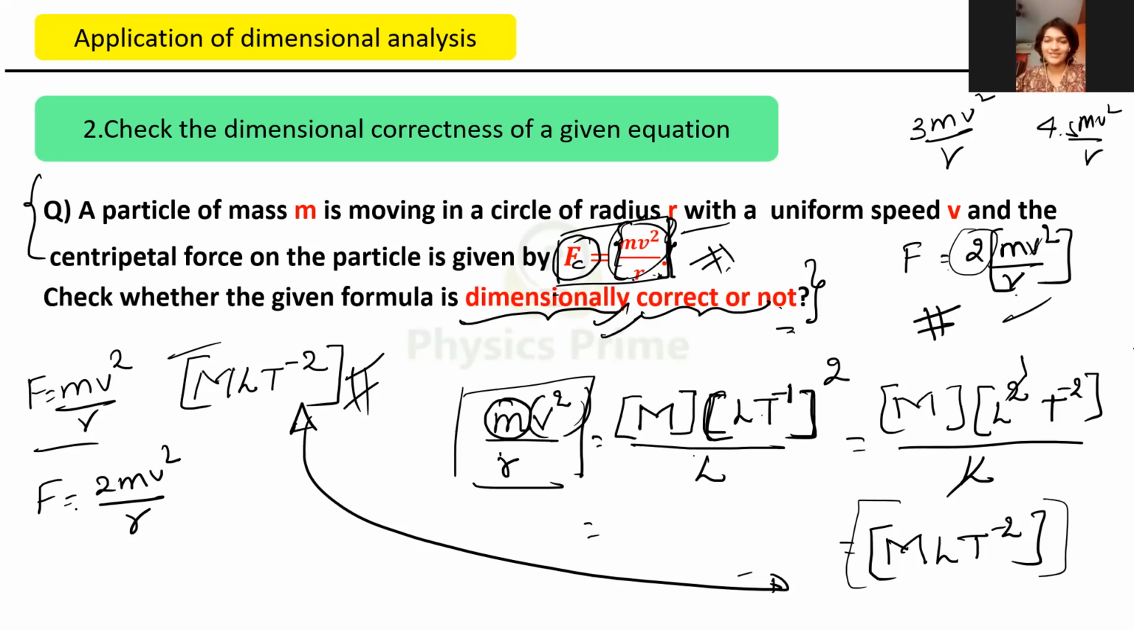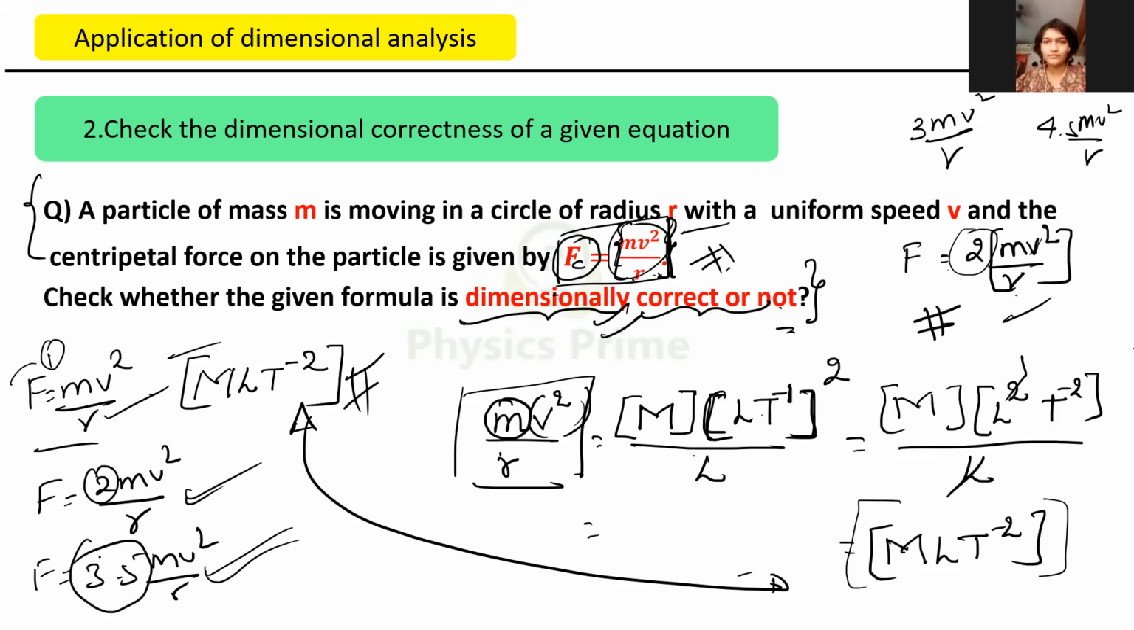Question, anything can be given as of now. F is equal to 3.5 MB square by R also they might have given. You can say this is also dimensionally correct, this is also dimensionally correct, this is also dimensionally correct, because this is also having dimension of force, this is also having dimension of force, this is also having dimension of force. But whether to write 1 or 2 or 3.5, do you know anything about it? No, sir. You don't know as of now, today. So that is why we can say whether it is only dimensionally correct or not. We cannot say whether the formula is correct or not.